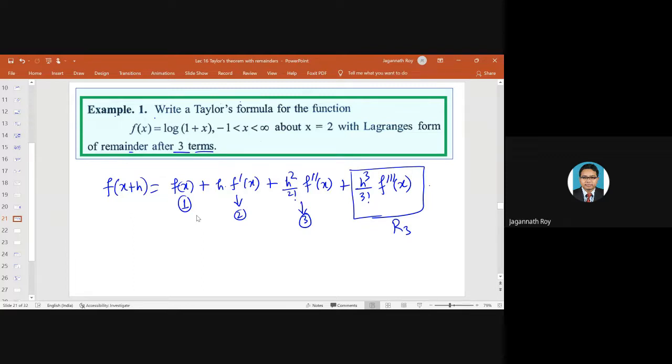Now, if you try to find out the values of f of a, here f of x is given. What is it? Log of 1 plus x. Here x is given as 2. Given.